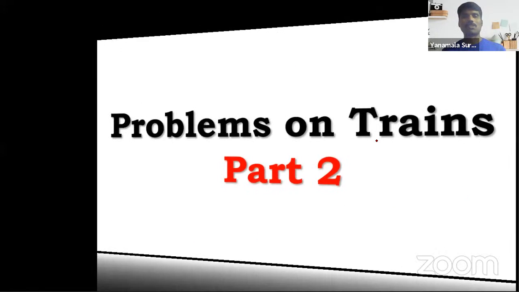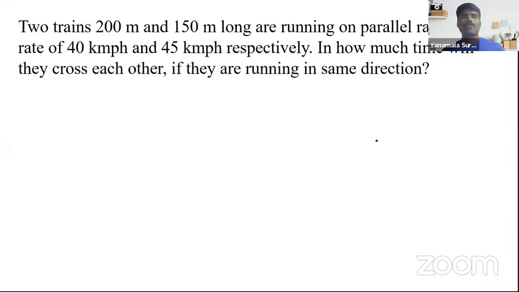The first one of today's session. Two trains, 200 meters and 150 meters long, are running on parallel rails at the rate of 40 kilometers per hour and 45 kilometers per hour respectively. Now look here. They have given one train length, that is 200 meters, and the speed of the train is 40 kilometers per hour. And the second train length they have given is 150 meters and the speed is 45 kilometers per hour, 5 kilometers extra respectively. Done.